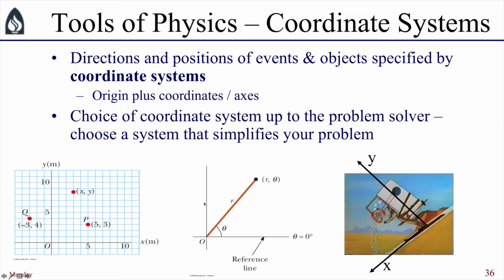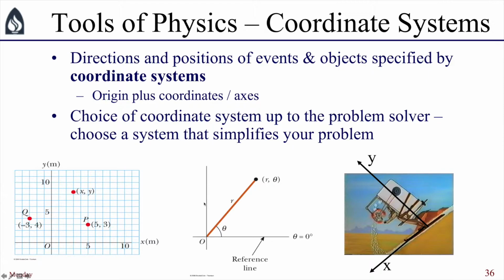Coordinate systems are very important when you're trying to describe the position of something or how it is moving. Directions and positions of all events and objects are specified by a coordinate system. A coordinate system consists of an origin plus a set of coordinates or axes.